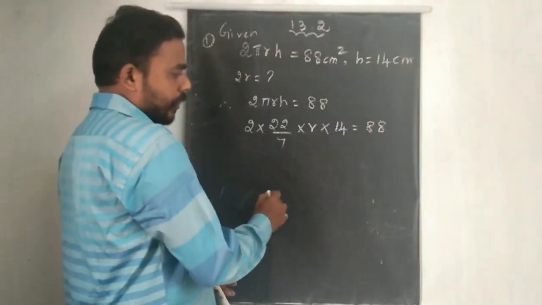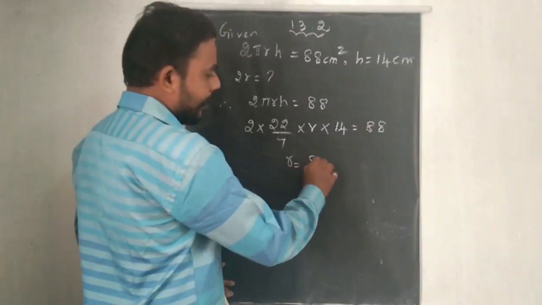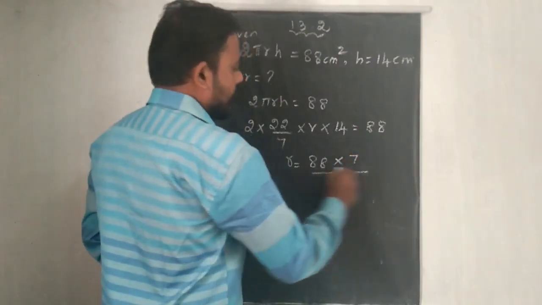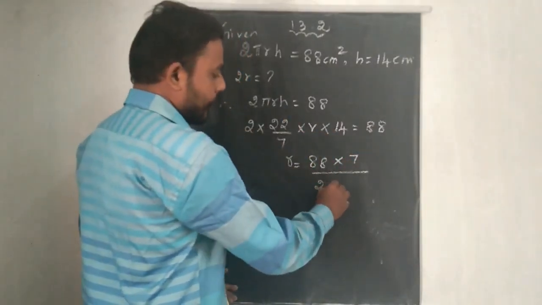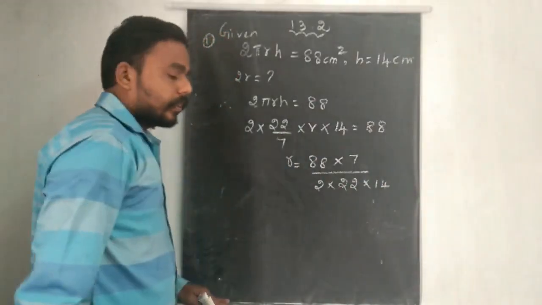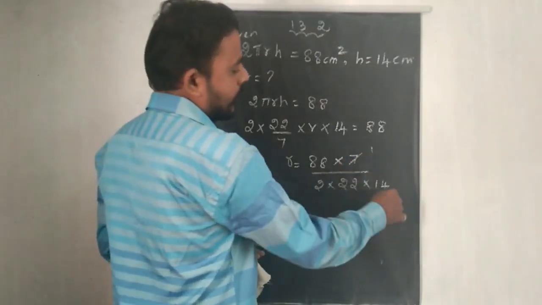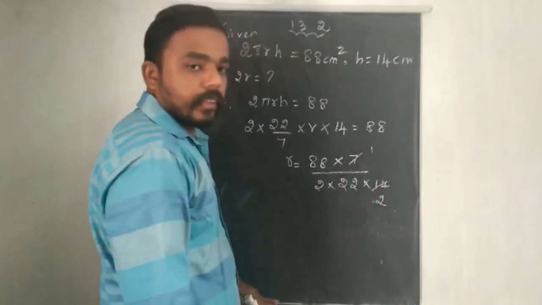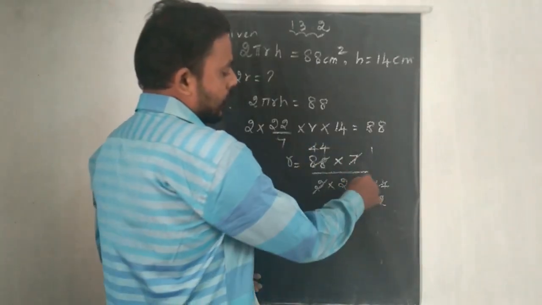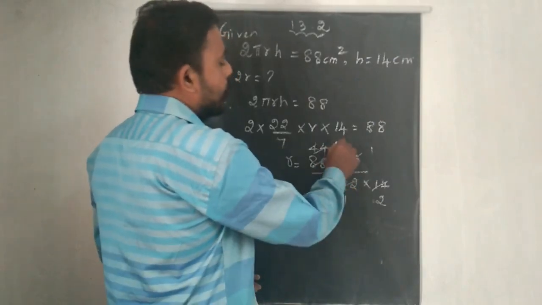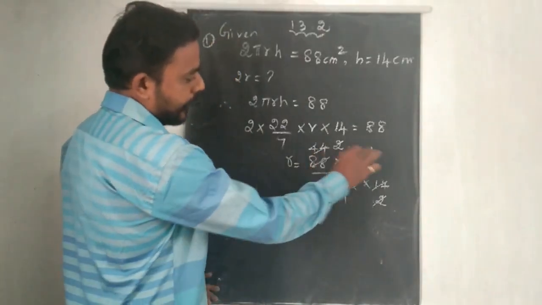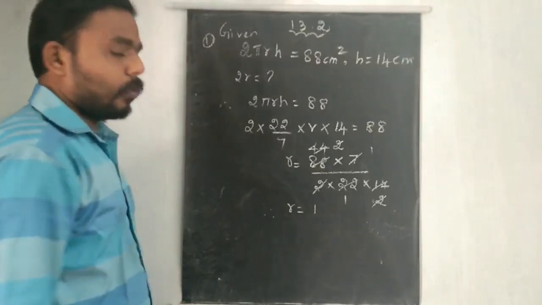Now we need to find the r value. For that, r equal to 88 into this denominator only comes to the numerator and all the numerator comes to the denominator. So 2 into 22 into 14. Now just 7, 1 7 is 7, 2 7s are 14. 1 2 is 2, 2 4s are 4. 1 22 is 22, 2 22s are 44. 2 2 we can cancel. Therefore r equal to, everything cancelled, so 1.